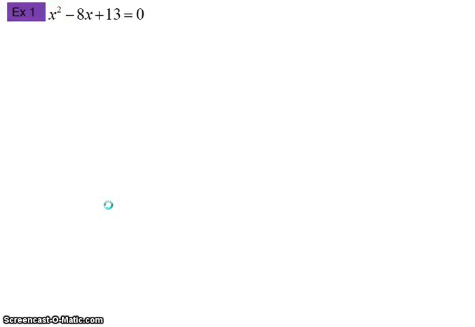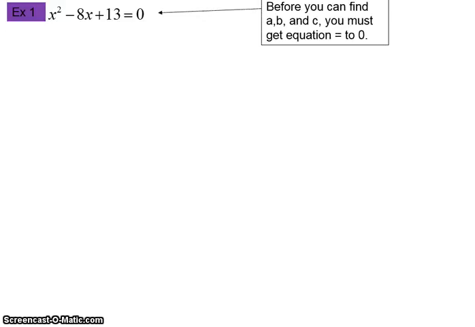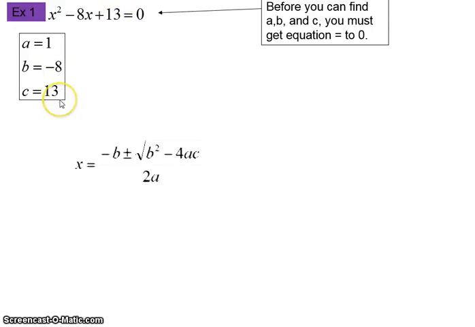Let's try an example. First example is x squared minus 8x plus 13 equals 0. The first thing you do is determine what A, B, and C are. Since everything is already on one side, it's easy to determine that. A equals 1 because the leading coefficient is understood to be 1. B is negative 8. Notice that we do use the negative. 13 is the constant, so C equals 13.